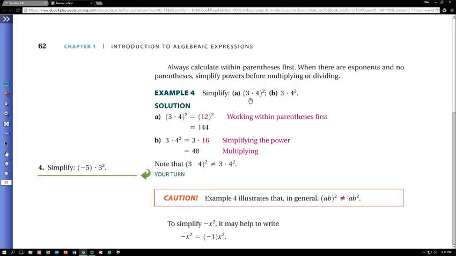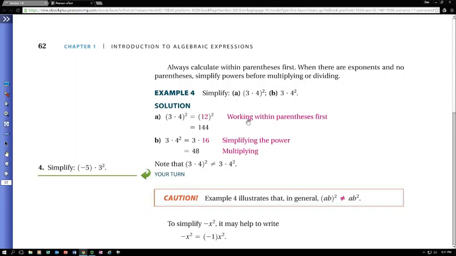In this case, for example A, 3 times 4 is all to the 2 power, and this one is 3 times 4 to the 2 power. Well, order of operations means I have to take 3 times 4, which is 12, and then square it, or take it to the 2 power. 12 times 12 is 144.